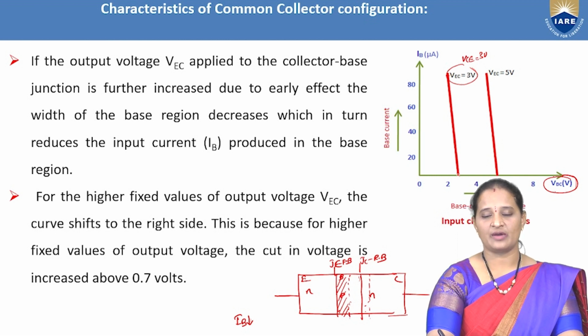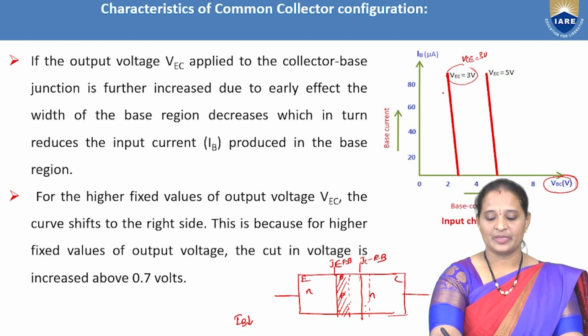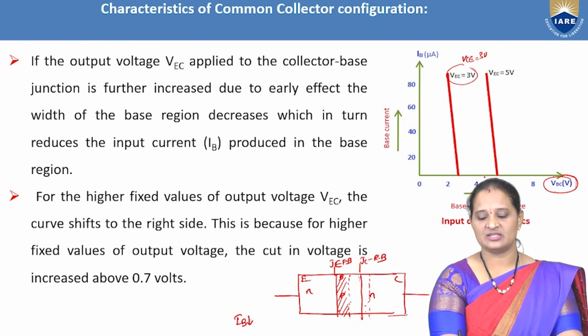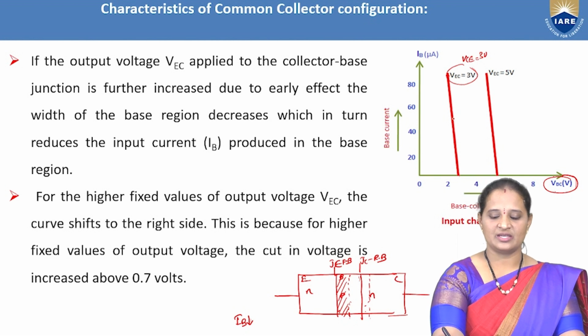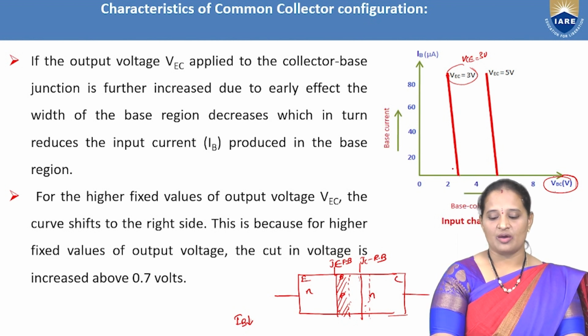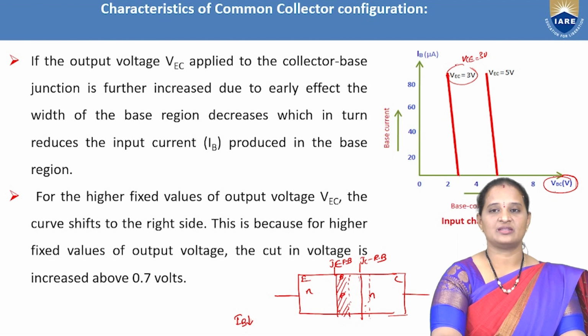So this is the input characteristic curve of the common collector configuration transistor. Initially the base current will be high. As VBC is increased in steps, the base current is decreased. Now this is when we keep VEC at 3 volts.